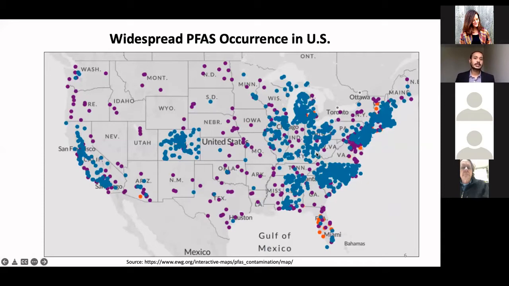PFAS is a widespread contaminant in the US. This is a map from the Environmental Working Group that shows the detection of PFAS across the United States. As you can see, they're pretty much detected in every single state in the US. And some of these states, although they don't show a lot of detection, doesn't mean that PFAS do not exist. It means that the data is unavailable, or these states have not monitored some of these waters for PFAS.